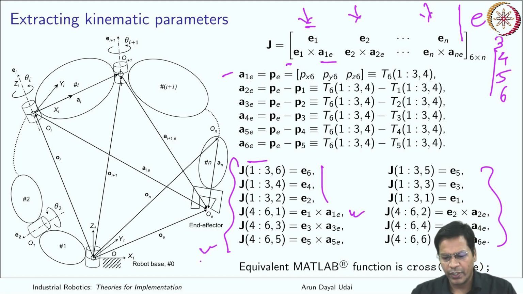Okay. So this is how it is done. An equivalent function in MATLAB is the cross product of E6, A6E. It is just a method to take the cross product. If you know these two vectors, you can quickly do that. So this is how it is extracted out of your standard kinematic transformation matrices, and you can do the Jacobian. Okay. So this is how the Jacobian can be obtained using any programming technique.